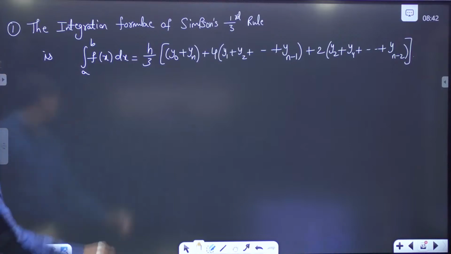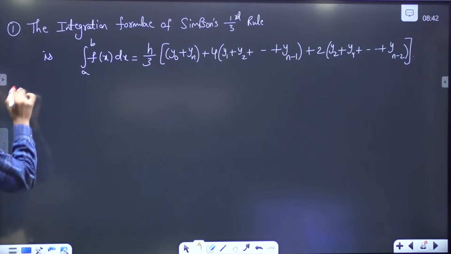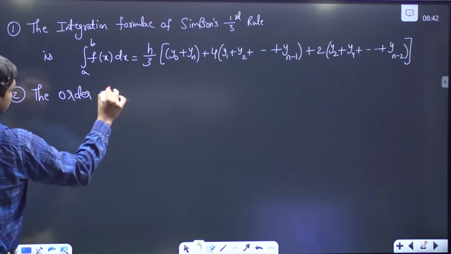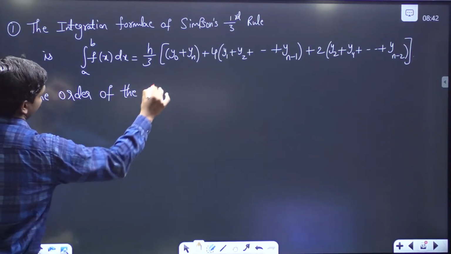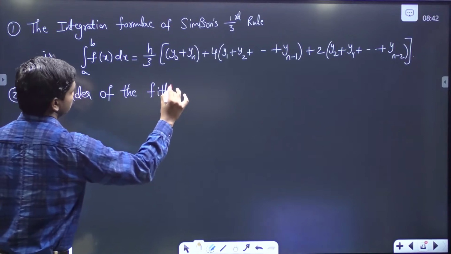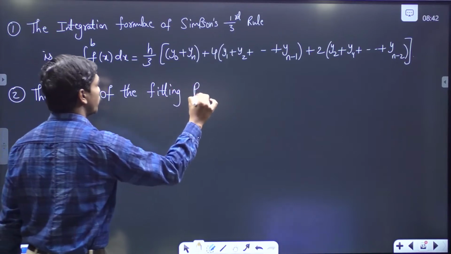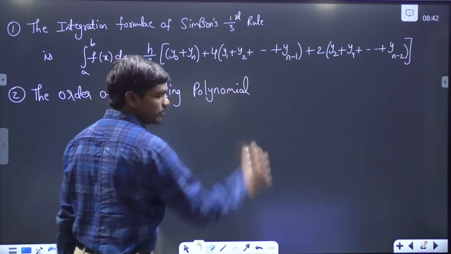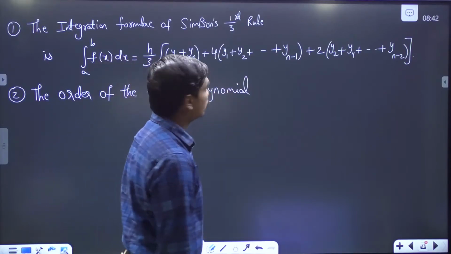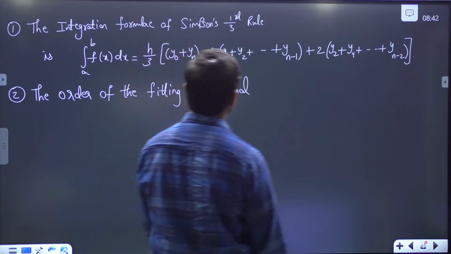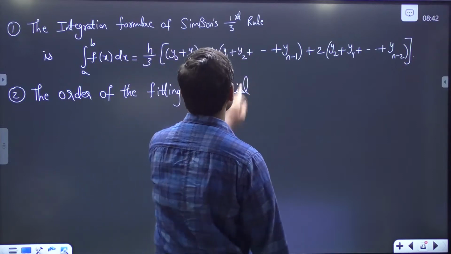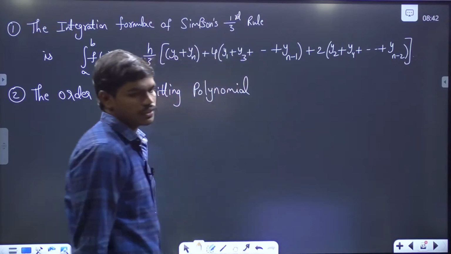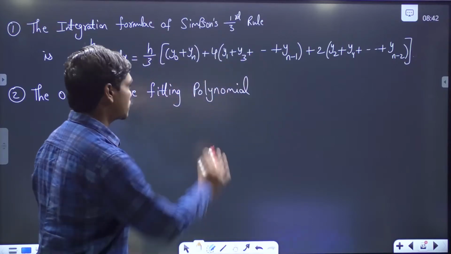Next, second part: the order of the fitting polynomial. y2 should not be there. Actually here it's y3, correct? Okay, sorry, it's a writing mistake.